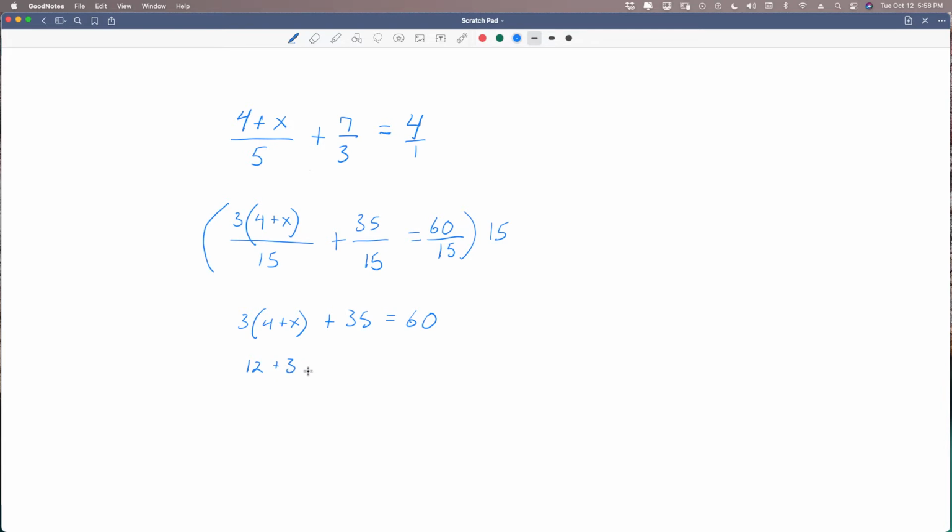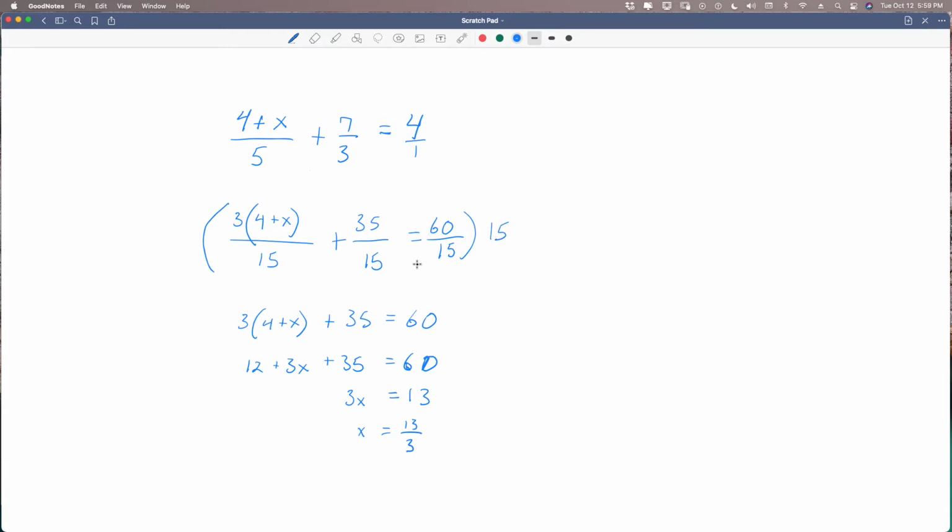This becomes 3x. So when we do our squish and swim, we end up with 3x is equal to 47 minus 12, that'd be 13. So x would equal 13 over 3. So we learned how to find a common denominator and eliminate it.